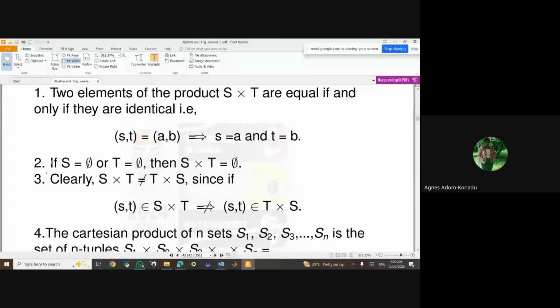Then the second one says that if I have two sets, S and T, and S is the empty set and T is also empty, then S cross T will be equal to the empty set. So if S and T are empty, then their cross product will be empty.